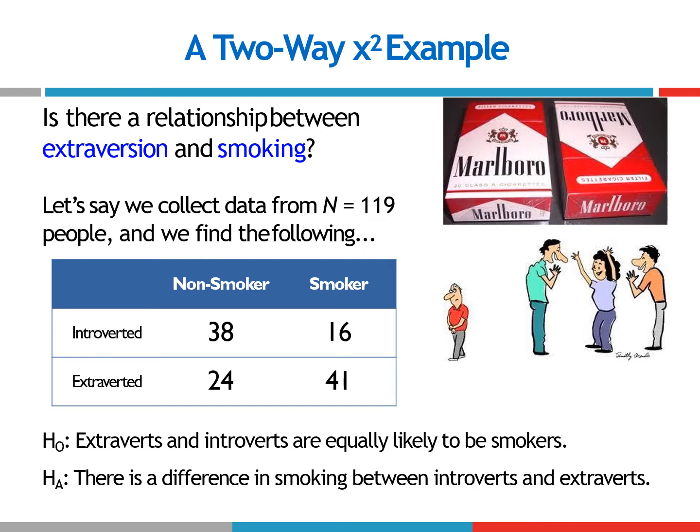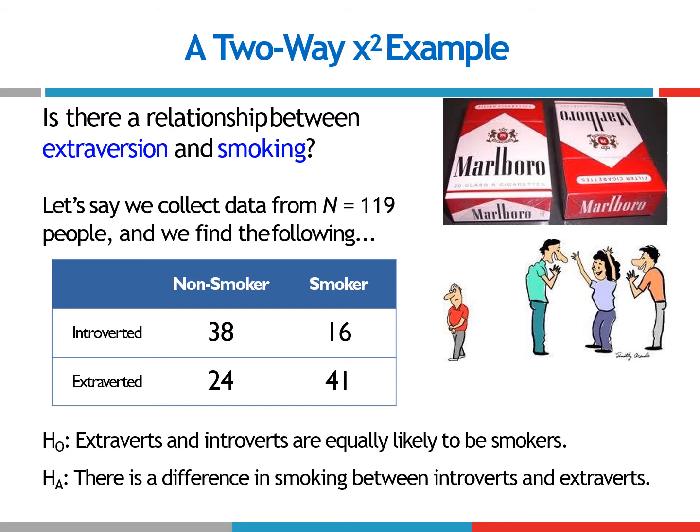Now that we've defined our variables and their respective levels, let's look at our sample. Let's suppose we collect data from 119 people and we find the following. In our sample we have 38 introverts who are non-smokers, and 16 introverts who are smokers, and we have 24 extroverts who are non-smokers and 41 who are smokers.